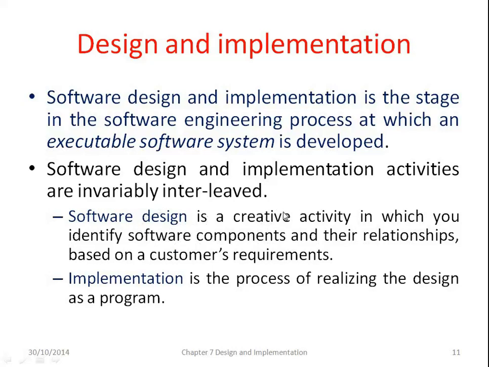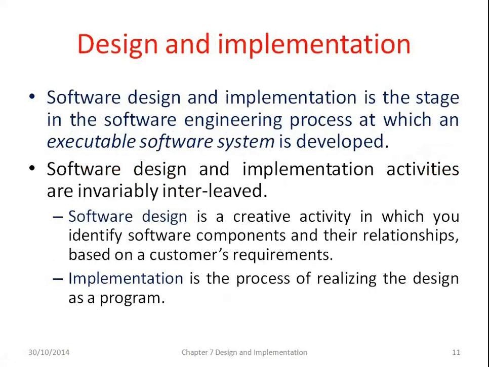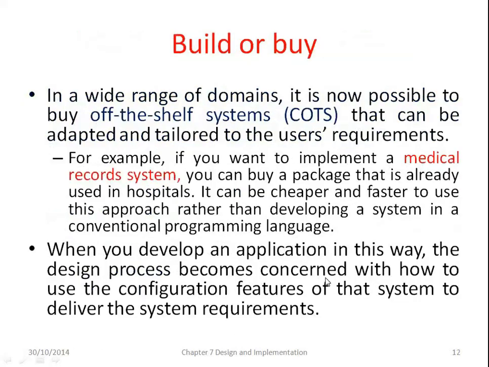So this process is called a creative activity, and implementation is the process of realizing the design as a program. By writing that program using a programming language, that is called implementation. So a calculator program you can write in the C language. That is called code implementation. Implementation is the process of realizing the design as a program. Whatever you design, what the components are, what the relationships are, all of these you have to implement using a programming language, which is known as implementation.